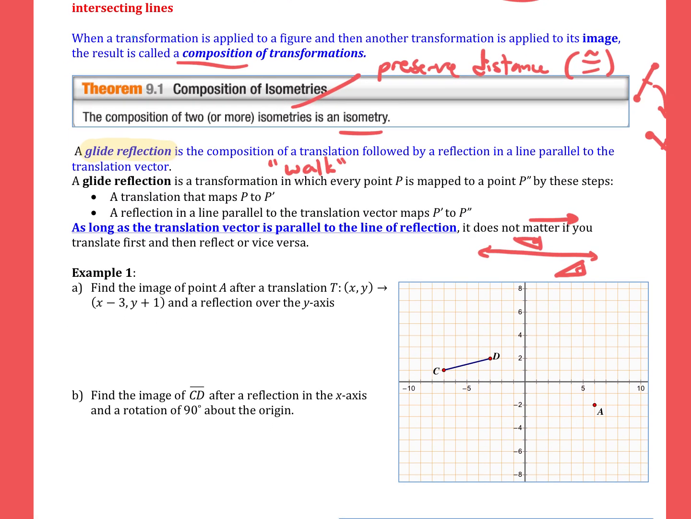So there's the steps. You make the translation here in the first place, and then you reflect. As long as the translation vector is parallel, so it's supposed to be parallel, as long as this thing is parallel to this thing, then it actually doesn't matter if you do the reflection first and then translate, or you do the translation first and then reflect. You can pause that and watch that again if that didn't make sense.